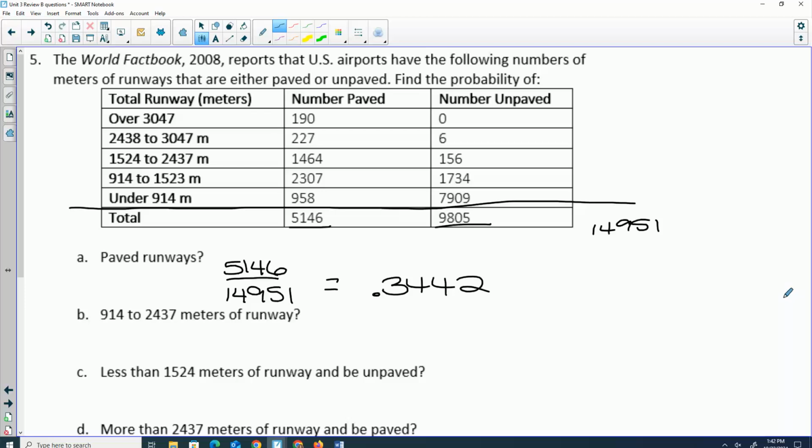all right. B. 914 to 2,437 meters of runway. So I didn't specify paved or unpaved, so it's all of them that are anywhere between 914 and 2437. So that would be those 4 numbers. Add those together.